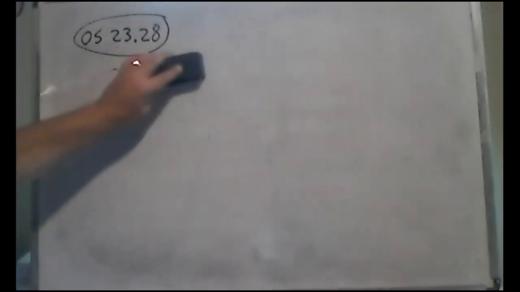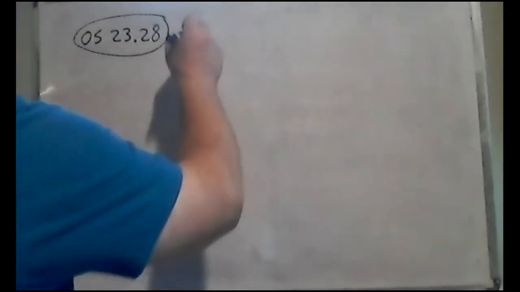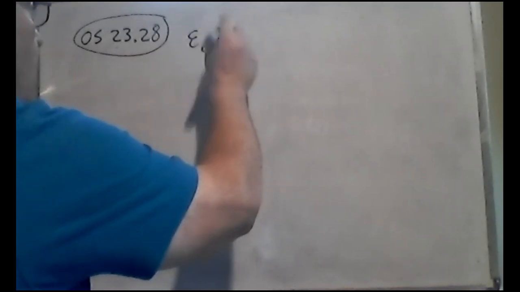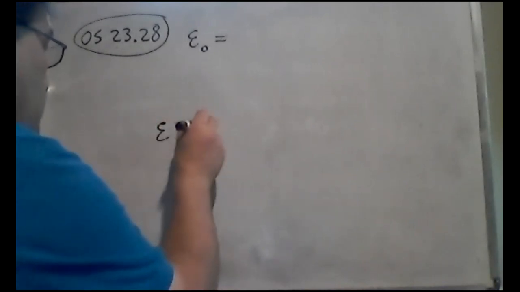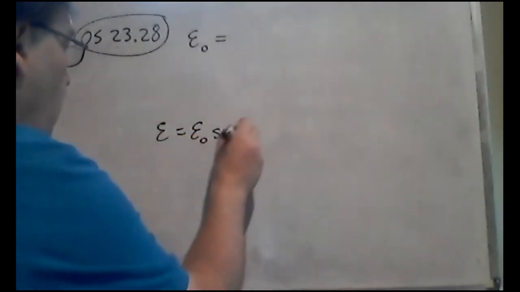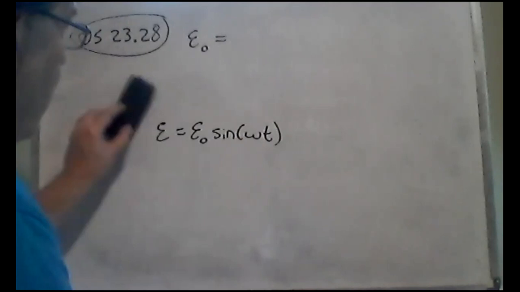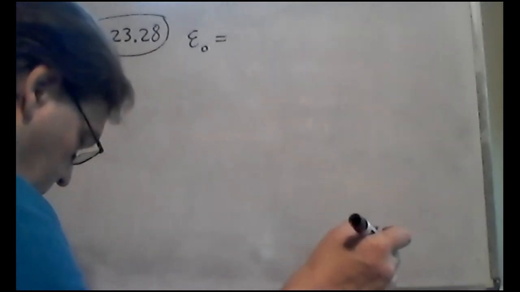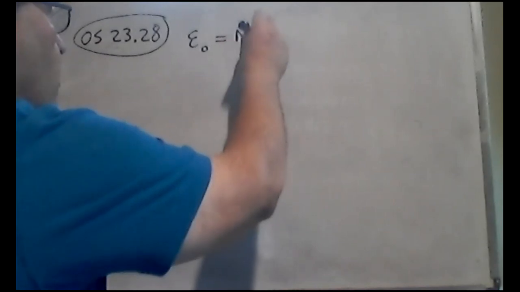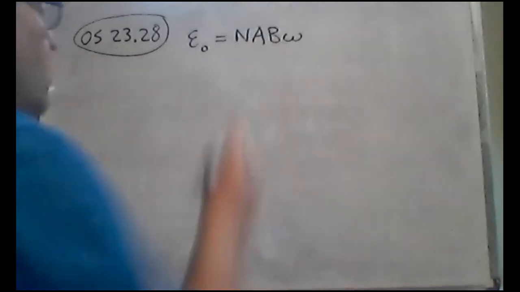Okay, so how do we do this? So we go back to our original formula for the maximum. As I said, I'll call it epsilon naught, the maximum value of the epsilon. I like to write epsilon as epsilon naught sine of omega t. So I'll typically write the maximum as epsilon naught, not the permittivity constant. All right, so epsilon naught is going to be NAB omega. I need all of that information to be able to do this.